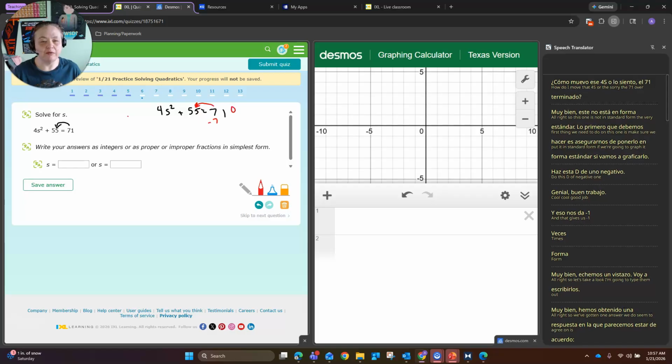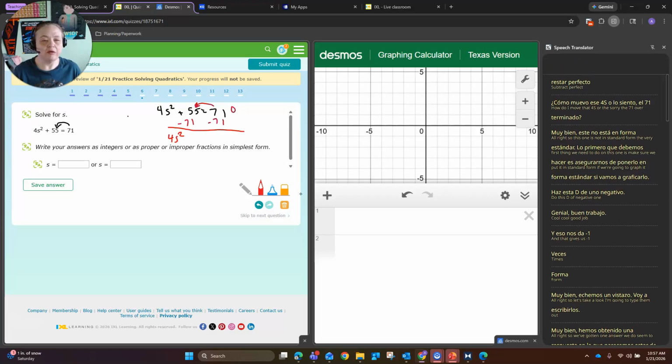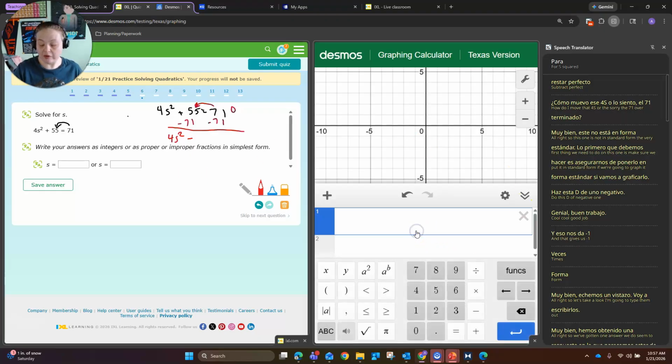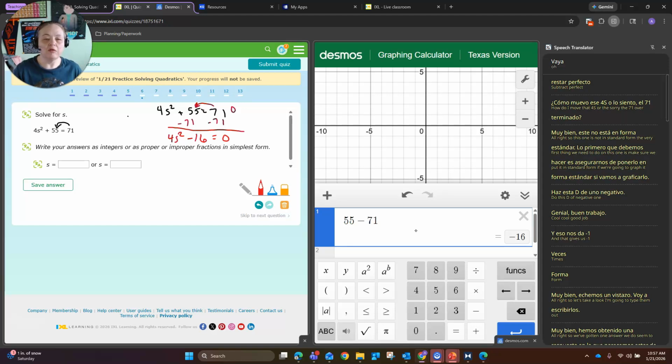Subtract, perfect. 4s squared. Oh, I did this earlier and I still don't remember what it was. -16. All right, so 16. So 4s squared minus 16 is equal to 0.